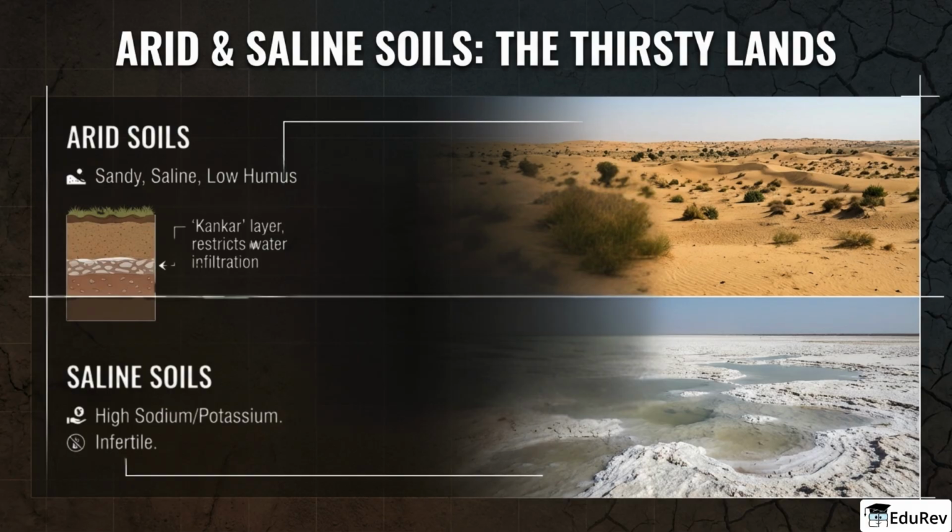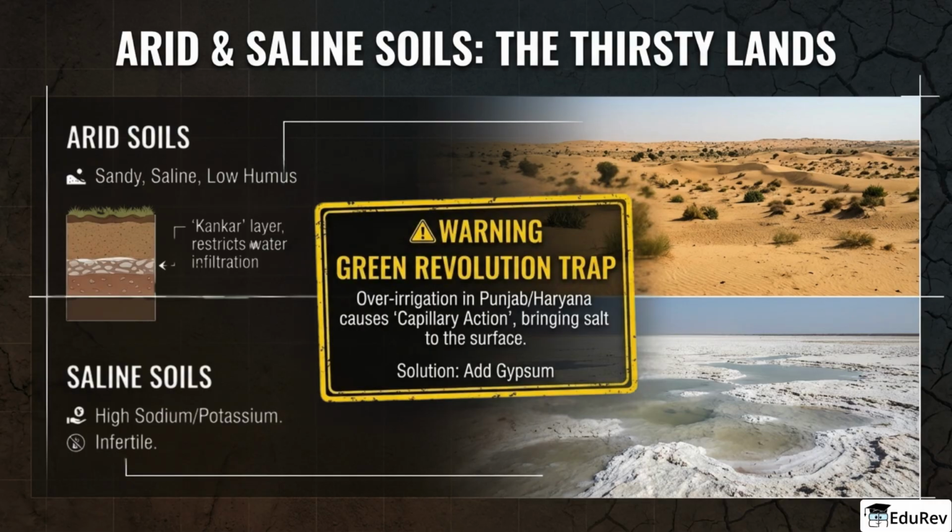And here comes the real-world trap. Over-irrigation in places like Punjab and Haryana can bring salt upward through capillary action. Capillary action means water rises through tiny pores in the soil, carrying dissolved salts with it. When the water evaporates, the salt stays at the surface. That is how irrigation itself can create salinity. And the corrective term to remember is gypsum. Gypsum is used to reclaim saline or sodic soils.